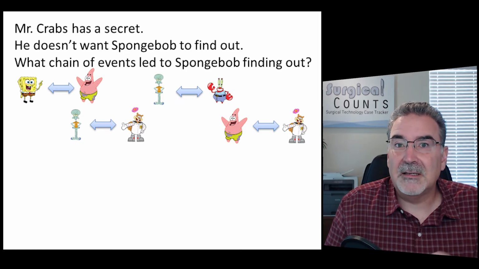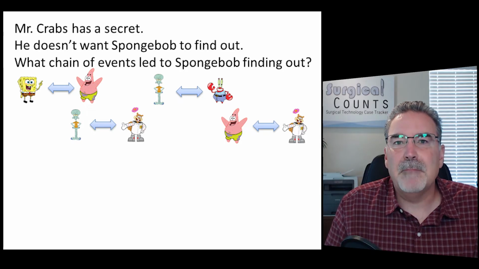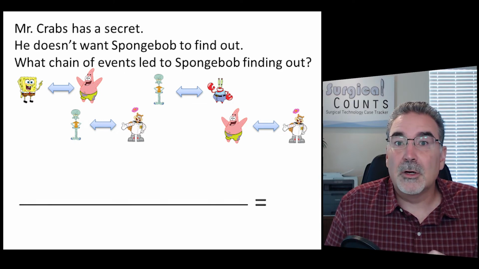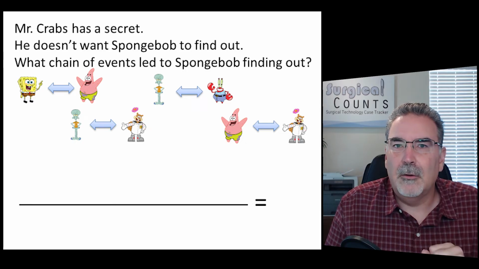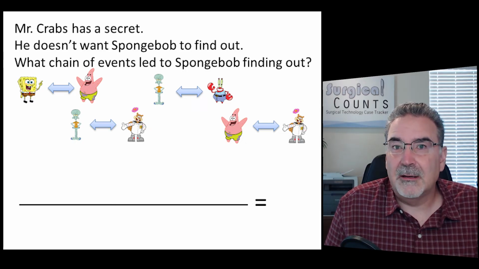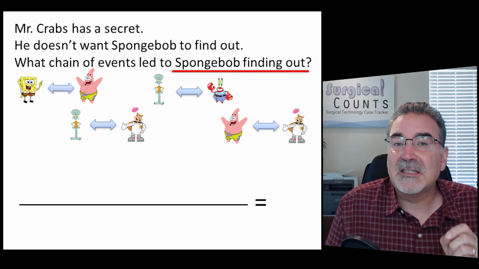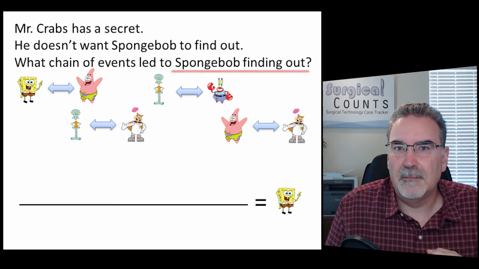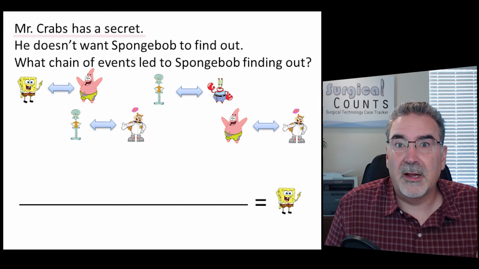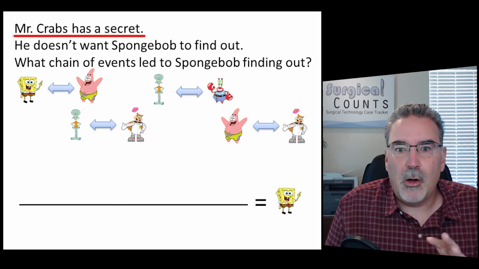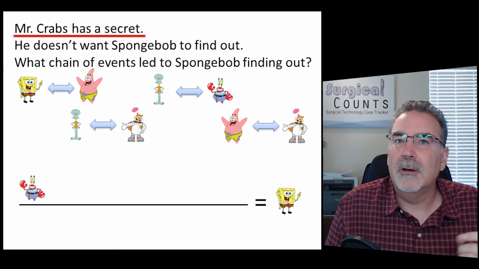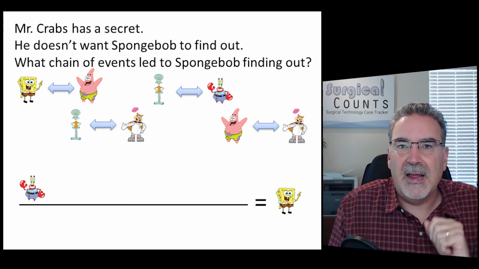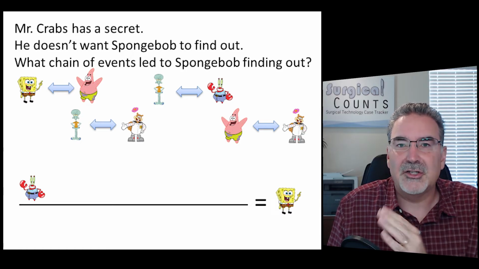So to figure out what chain of events led to SpongeBob finding out the secret, we're going to set this up mathematically. And this setup that we're going to use here is the one we're going to use throughout the rest of the video. We're going to start by drawing a long horizontal line followed by an equal sign. So what's the question asking? It's asking, how did SpongeBob find out? So since that's what the question's asking, we're going to put SpongeBob after the equal sign because that's what we're trying to find out. Now, where are we starting? Well, we're starting with Mr. Krabs has a secret. So all the way over on the left on the top of the bar, we're going to put Mr. Krabs. So now we know our starting point and our ending point, starting with Mr. Krabs, ending with SpongeBob. And all we have to do is fill out the chain between them.